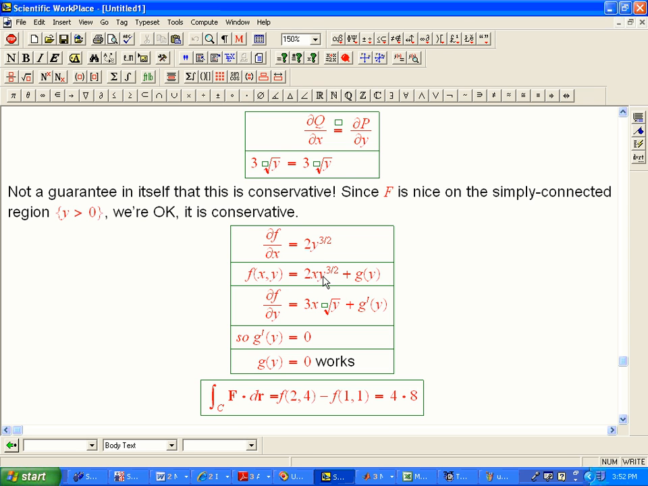That's 2 times 2 times 4 to the 3/2 minus 2, which looks like 30. Hopefully that's the right answer. Okay.